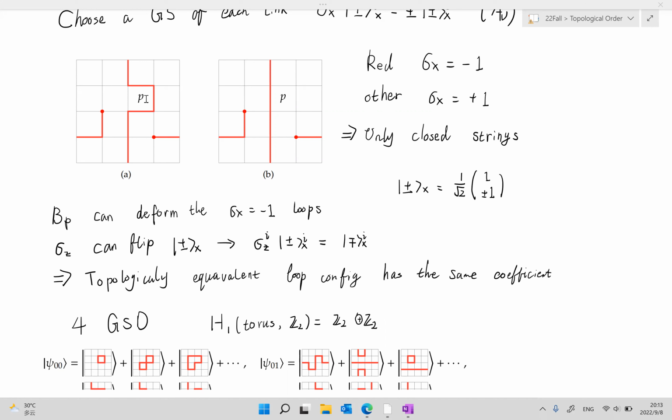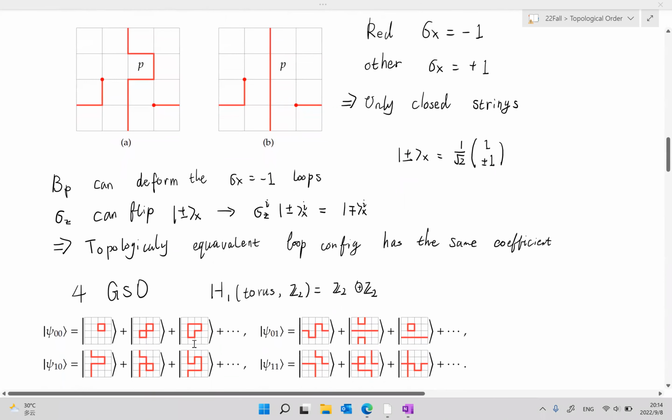This means that configurations A and B are actually equivalent, in the sense that all topologically equivalent loop configurations will give the same coefficient in the following wave function, the linear... I forgot that English word. Oh, superposition. Yeah, the linear superposition.